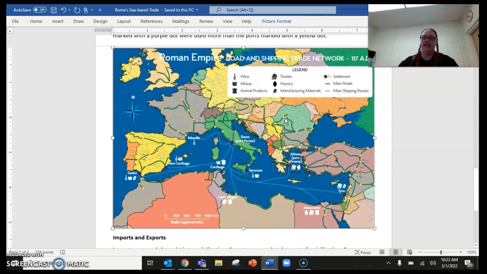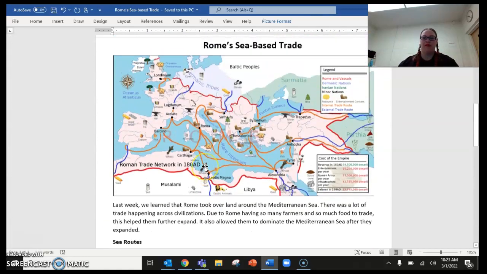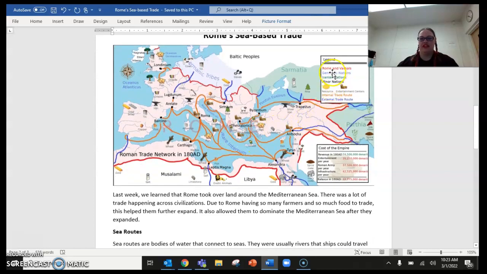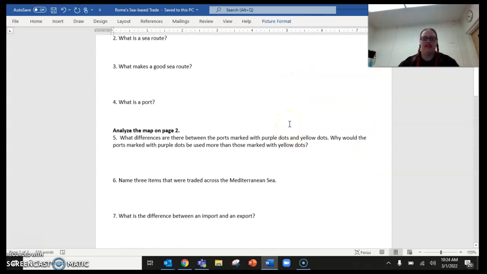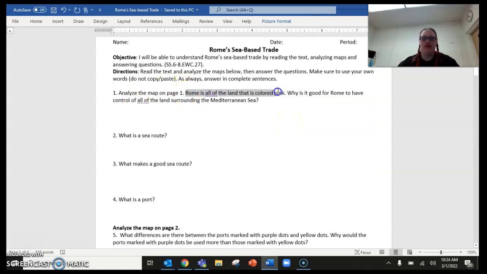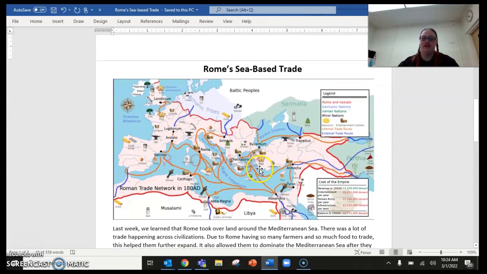Okay, so we have read the text, we have analyzed the second map. Now let's go back up to the first map. So I'm looking at the legends, and I've got a bunch of different colors here, right? Okay, so the red is Rome and their vassals. So Rome and their other people use those red traits, or that's the extent of their border. Okay, remember the question said, Rome is all of the land that is colored pink. So all of this pink area up in here, down here, all the way around here is all Rome. Even though the city of Rome is just right there, all of this pink land is Rome.